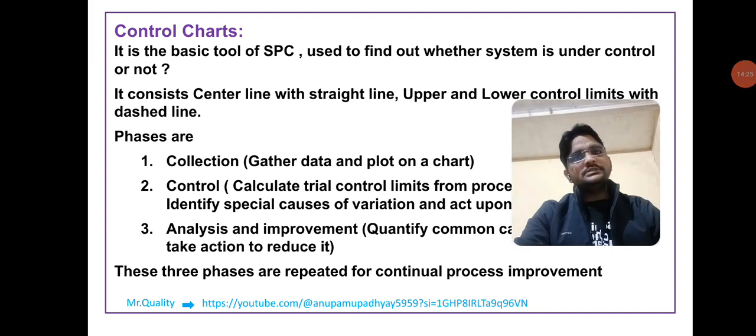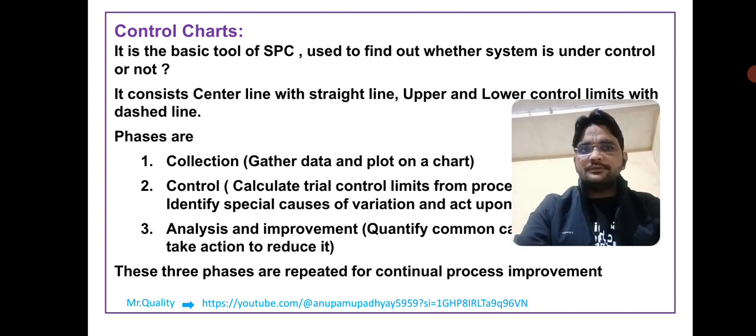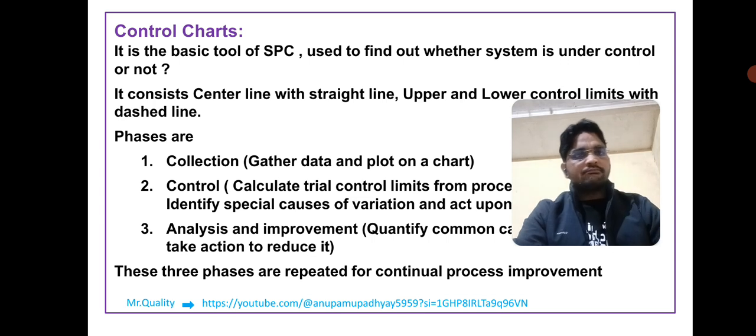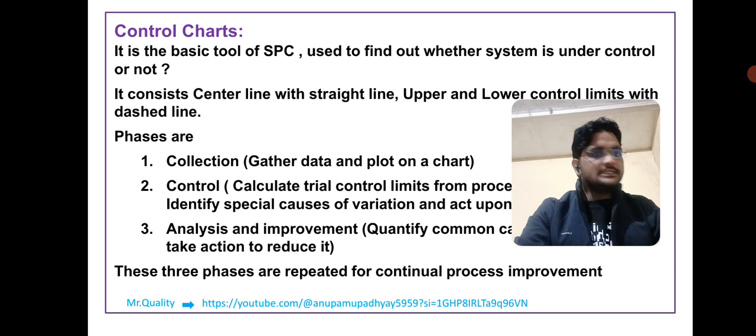Actually, the control chart is a basic tool of SPC, which is used to find out whether a system is under control or not. It consists of a center line, a straight line, and upper and lower control limits with dashed lines. We represent the center line with a continuous line and the control limits with dashed lines.